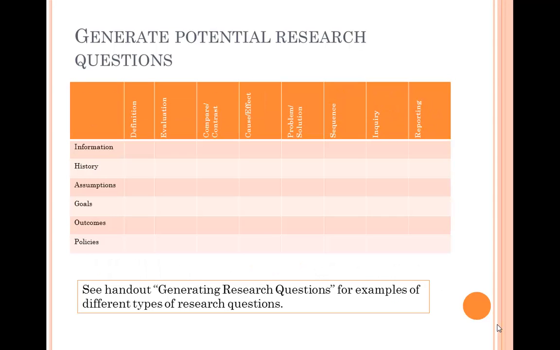I have here a format for you to think about generating some potential research questions. I've also uploaded a handout called Generating Research Questions, which gives you sample questions for each of these categories. So I'd like you to take a look at the handout, and try to make your own questions that look at the information around your issue. Remember last week you decided on an issue, right? What types of questions can you ask that look at information, or that look at history, or that look at assumptions or goals, outcomes or policies.